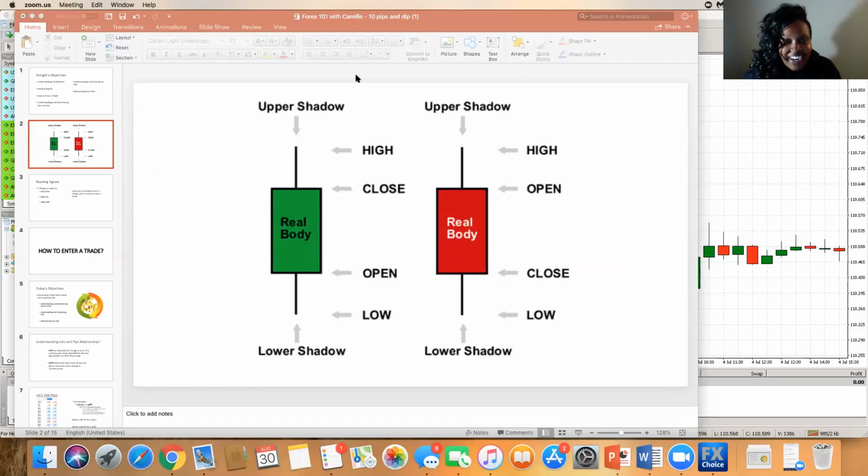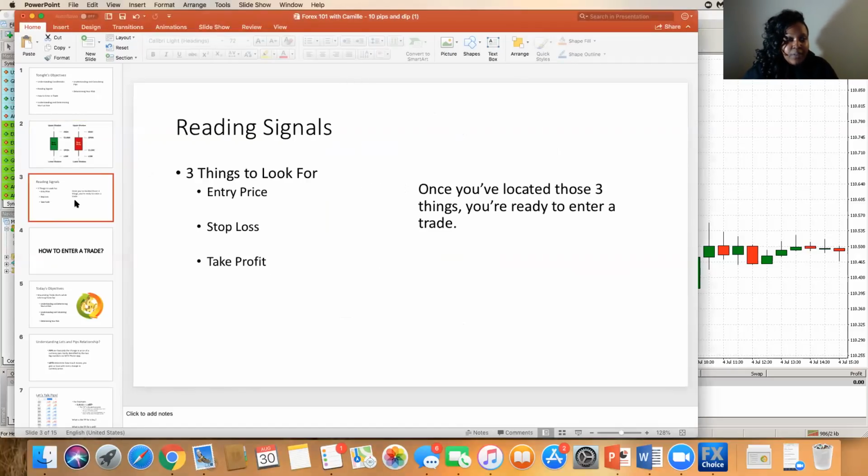Appreciate that. All right. Okay, so now I just basically wanted to touch on reading signals or understanding signals, because a lot of people are like, I don't know what I'm looking at. I don't know what I'm looking for.